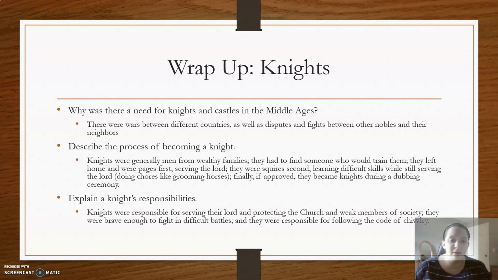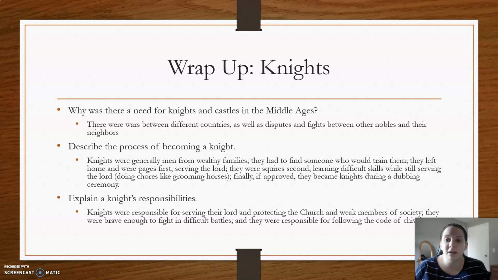So that was just a little brief review of what a knight's life looks like. It'll help us figure out a little bit more about Don Quixote as we get through that story. So why was there a need for knights and castles in the Middle Ages? Well, there were wars between different countries, and these were the people that fought.